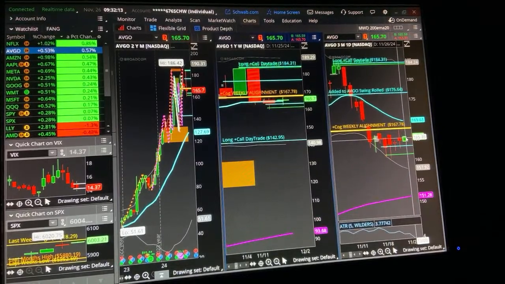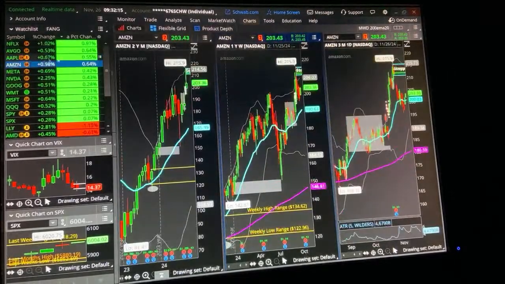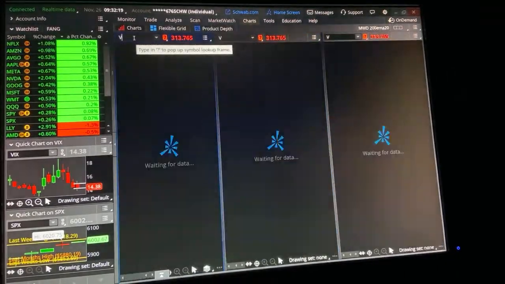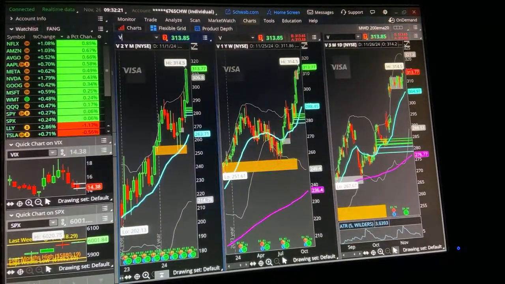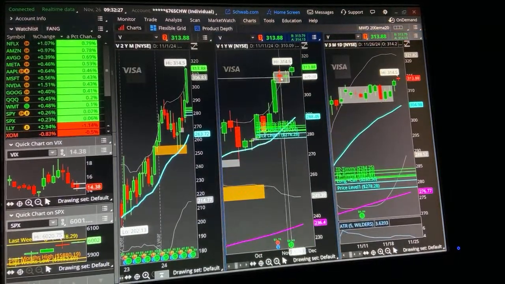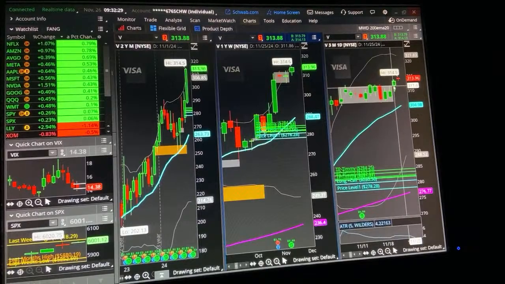So let me see. Visa. Visa is trying to base break here, a slight gap up out of a two-week kind of hiatus range. Decent there.